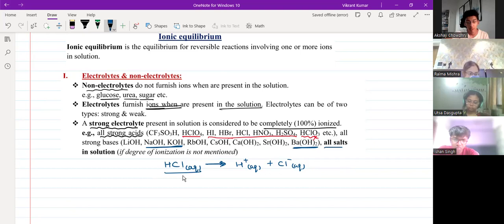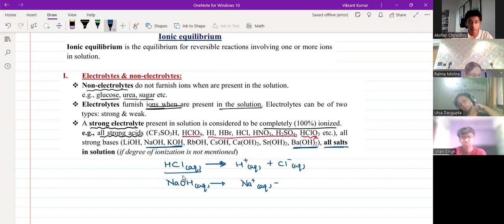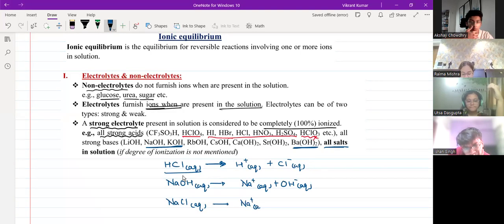मैंने लिखा all salts. किसी ने लिख दिया NH4Cl, that is a salt, it will be considered to be strong electrolyte, it will be considered to be 100% ionized. So like if I have to write NaOH, I'll write it will be ionized completely again, giving you Na+(aq) plus OH-(aq). Similarly, if someone is giving you any salt like NaCl भी दे दिया, NaCl(aq) is completely ionized to give you Na+(aq) and Cl-(aq).